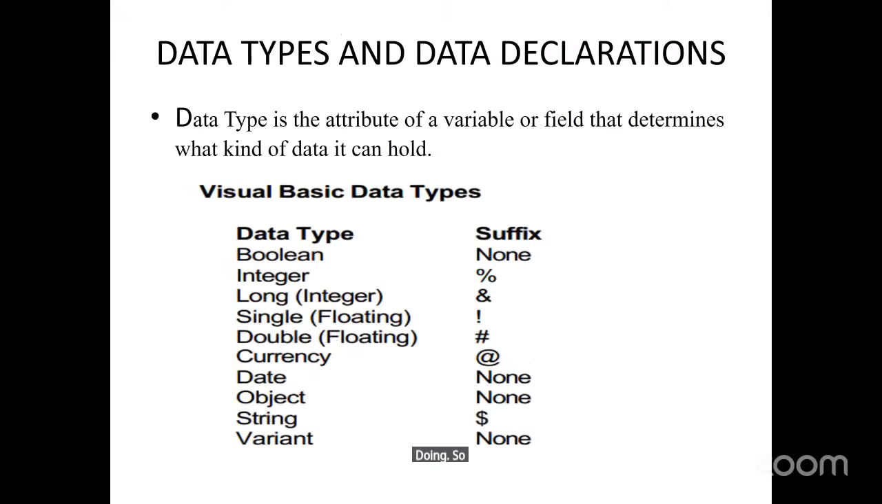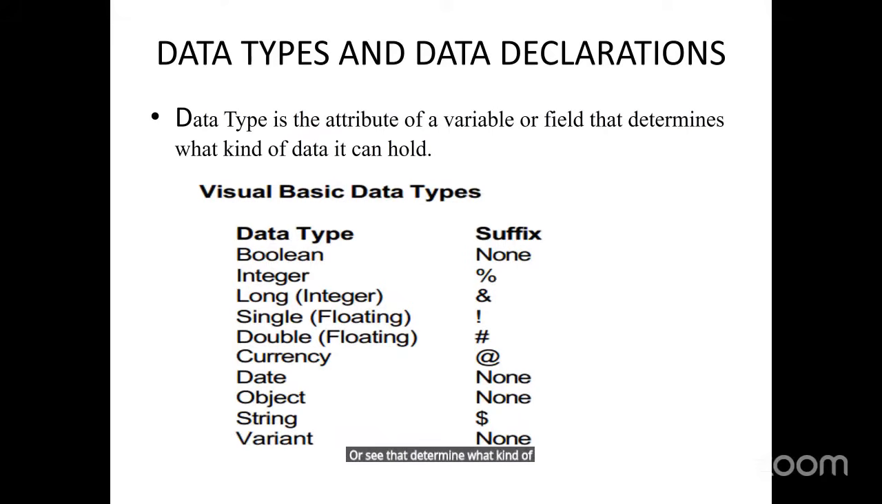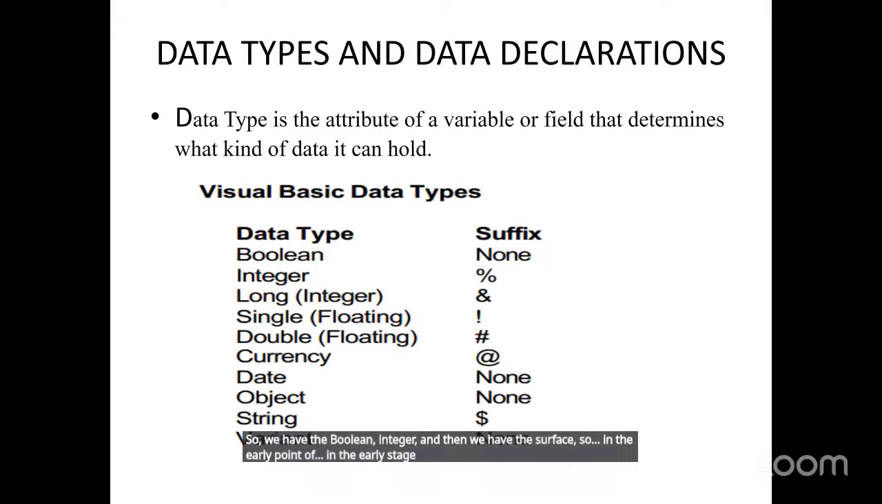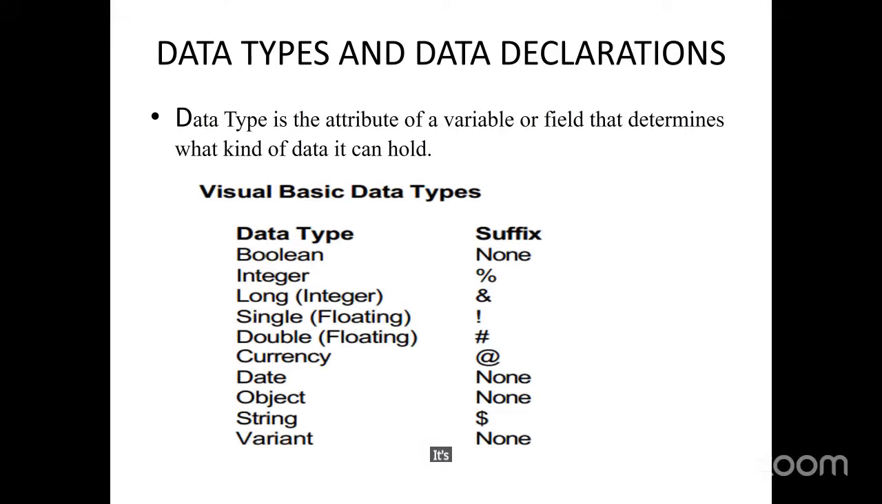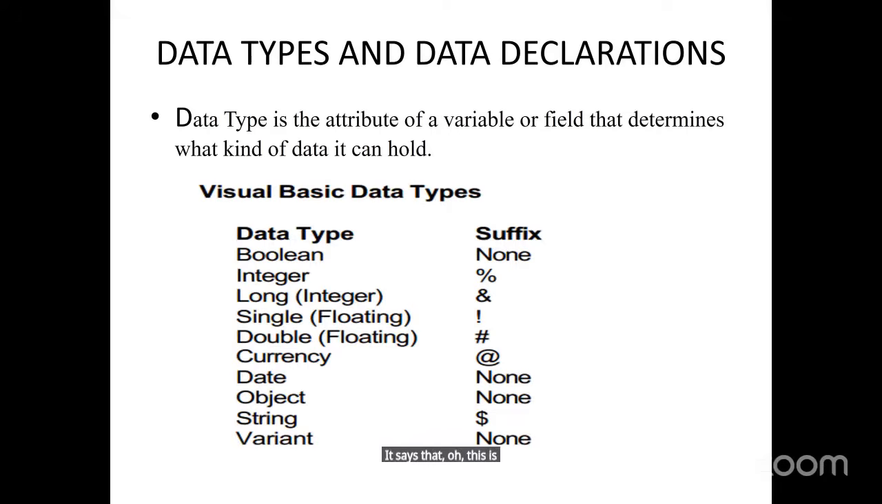So we've talked about data type. These are the various data types you need to look at. Data type is the attribute of a variable or field that determines what kind of data it holds. This is a typical data type. So we have the Boolean, integer, and then we have the suffix. In the early stage of VB, it is more of the suffix that is used. So when somebody sees a percentage variable, it says, oh, this is an integer. Once you see the ampersand, this is a long integer.